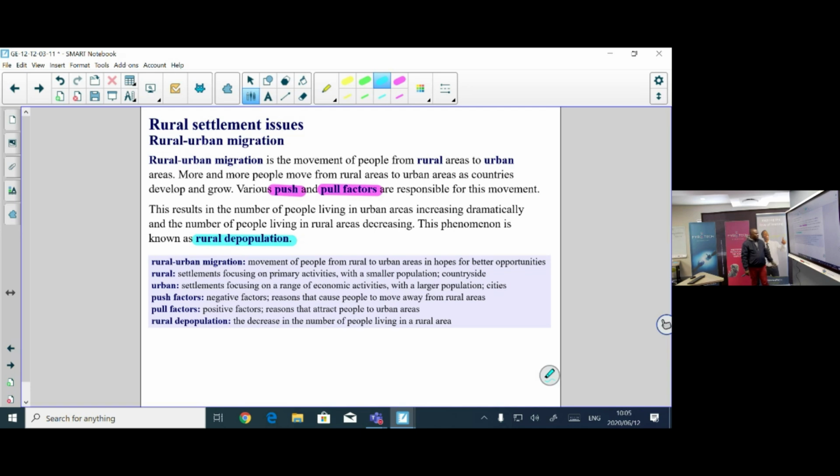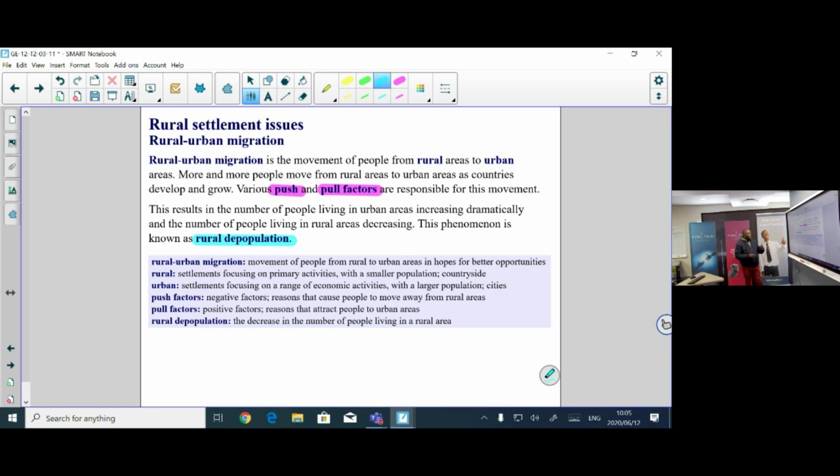Rural-urban migration, which is movement of people from rural to urban areas in hope for better opportunities. What are the opportunities that we're talking about here? We've got better health opportunities. We know that there are better health services in the cities, better education opportunities. Most universities are actually situated in the cities. You need better employment opportunities, high-paying jobs, and better jobs are found in the cities, and people want to settle there.